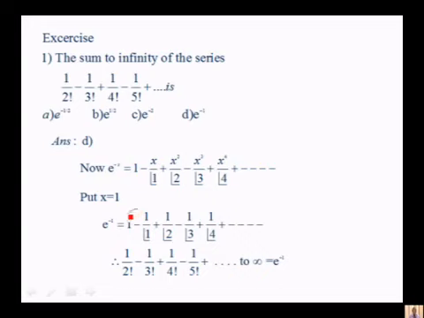Because 1 minus 1 factorial is 0, it gets cancelled. So you can write 1 over 2 factorial etc. as e to the power of minus 1. So the option is e to the power of minus 1. Since those two cancel, you can write e to the power of minus 1 as the option.